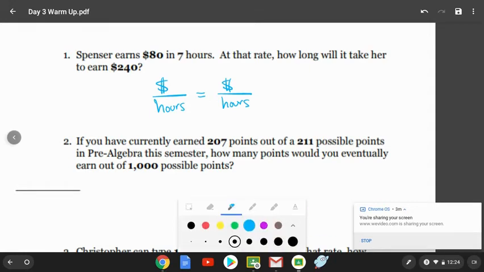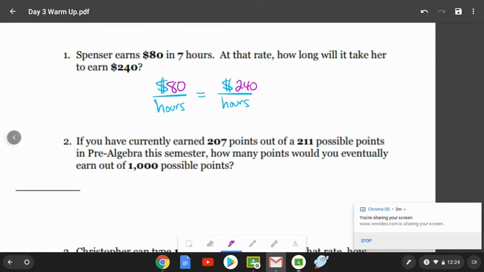So just filling in the given information, I see $80 and $240. It doesn't matter where you put them. So $80 and $240. We do want to make sure that the 80 goes with the 7. So 80 and 7 must go together. We are trying to find x hours with the $240 that Spencer has earned.